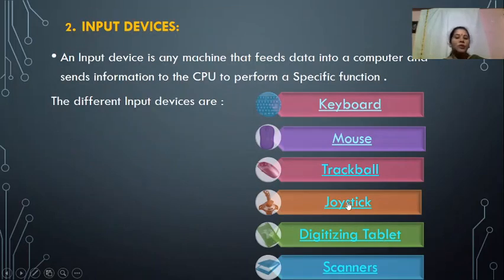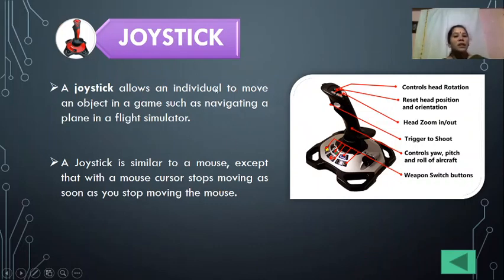Then coming to the next one, your joystick. I think everybody is familiar with the joystick because you play games. So now, what is this joystick? So joystick allows an individual to move an object in a game such as navigating a plane in a flight simulator. So now you can see on your right side, this is called a joystick. You might have seen this and you might have used it as well. So what is this used for? So you can see all these, it's been labeled to trigger or to zoom, what you need to do.